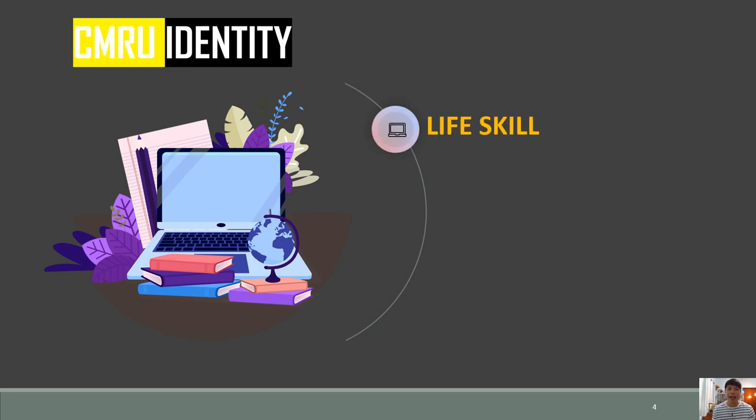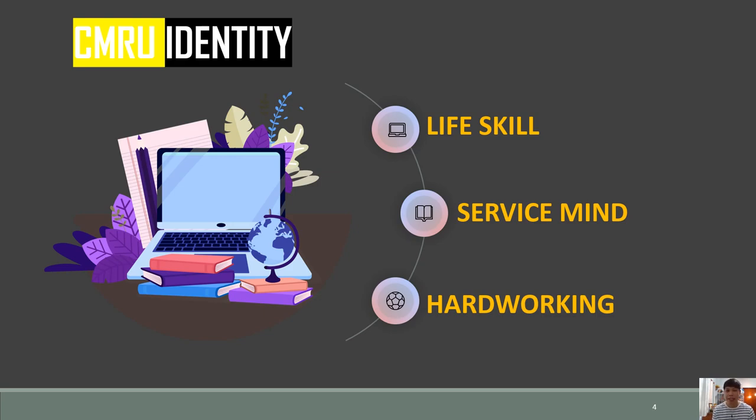To define the identity of CMRU, I will briefly talk about what you have to know for the identity. First, the life skill. Next, service mind. And the last one, hardworking. These three things are our identity. That means all CMRU students, all CMRU staff, all CMRU people, we must have these identities in order to show the others who we are. And the first one, life skill.